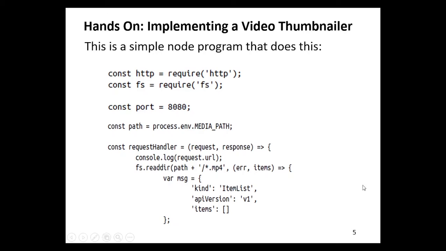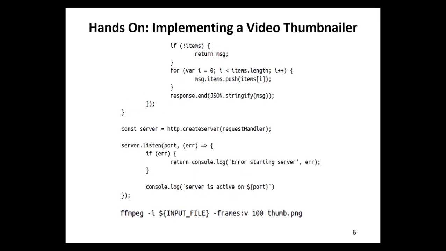And here is a simple Node program that does this. This source defines the queue of movies to thumbnail. We use the FFmpeg utility to actually perform the thumbnailing work. And we can create a container that uses the following as its command line. This command will take one frame every 100 frames and output it as a PNG file. We can implement this image processing using an existing FFmpeg Docker image. The FFmpeg Docker image is a popular choice.